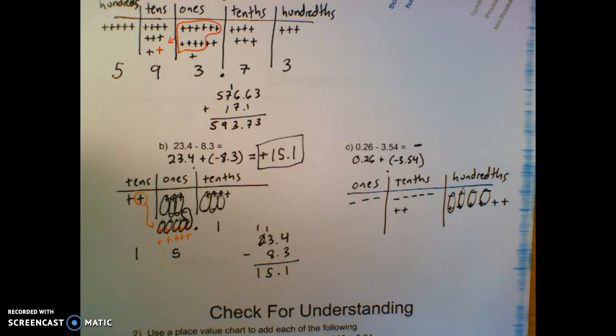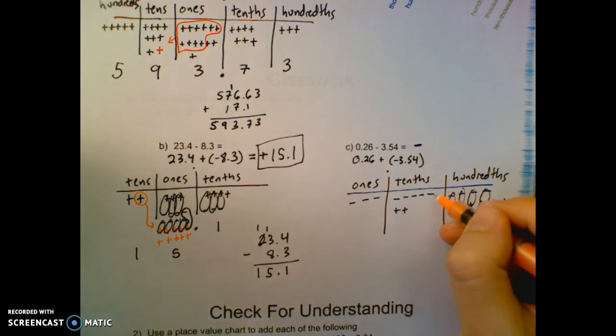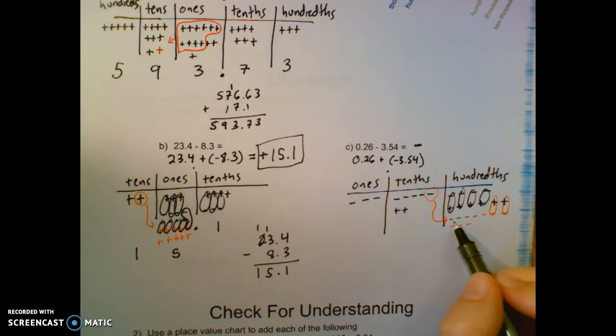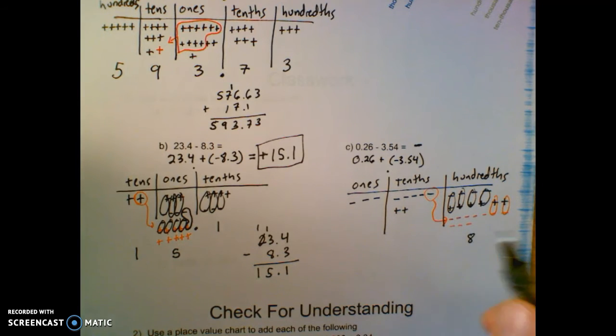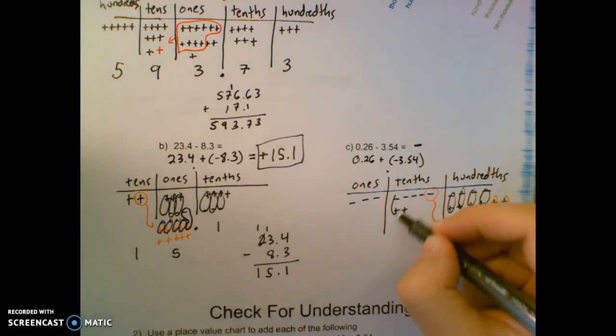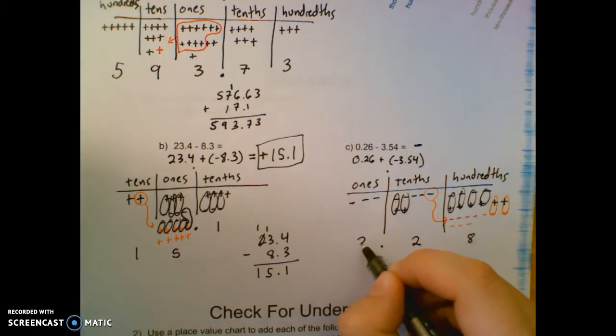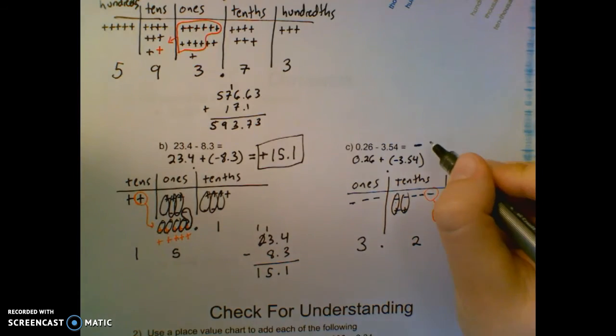Here are some 0 pairs. And oops, I don't have enough negatives. So I'm going to go over, I'm going to borrow one of these negatives. 1, 2, 3, 4, 5, 6, 7, 8, 9, 10. Now I can see I've got 1, 2, 3, 4, 5, 6, 7, 8. I've got 8 negatives left there. Here's some 0 pairs. I've got 2 negatives left there. I've got 3 negatives left there.